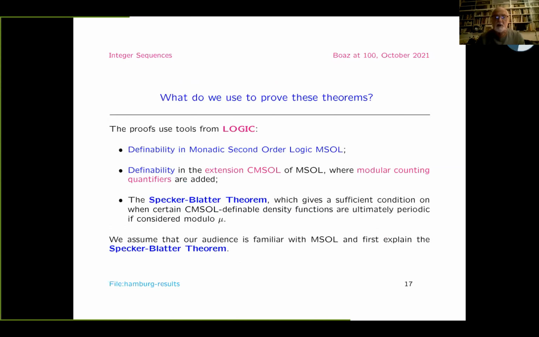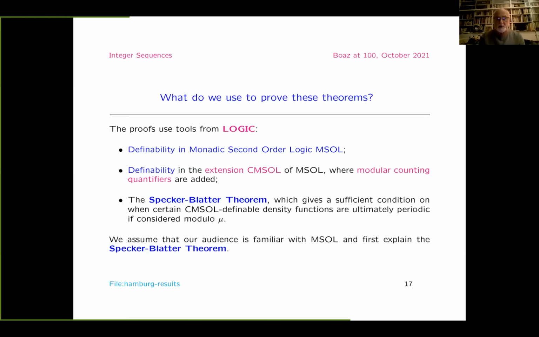Well, we will use a couple of ingredients. We will use the definability in monadic second order logic. We will use also definability in the extension of monadic second order logic with modular counting quantifiers added. And we will use the Specker-Blatter theorem, which gives a sufficient condition on when certain definable density functions are ultimately periodic if considered modulo mu. Now, we assume that our audience is familiar with monadic second order logic, and first we will explain the Specker-Blatter theorem.